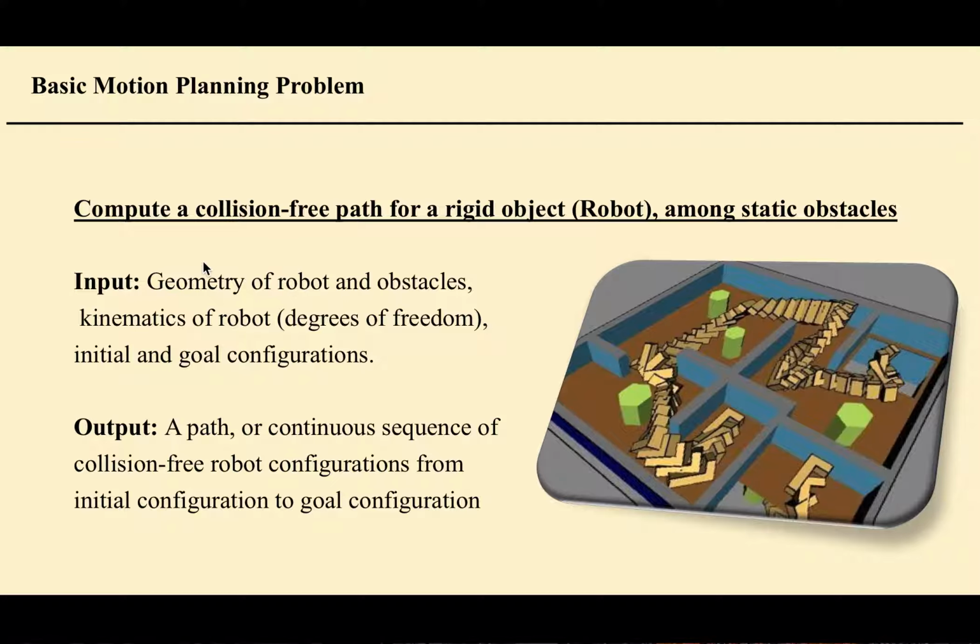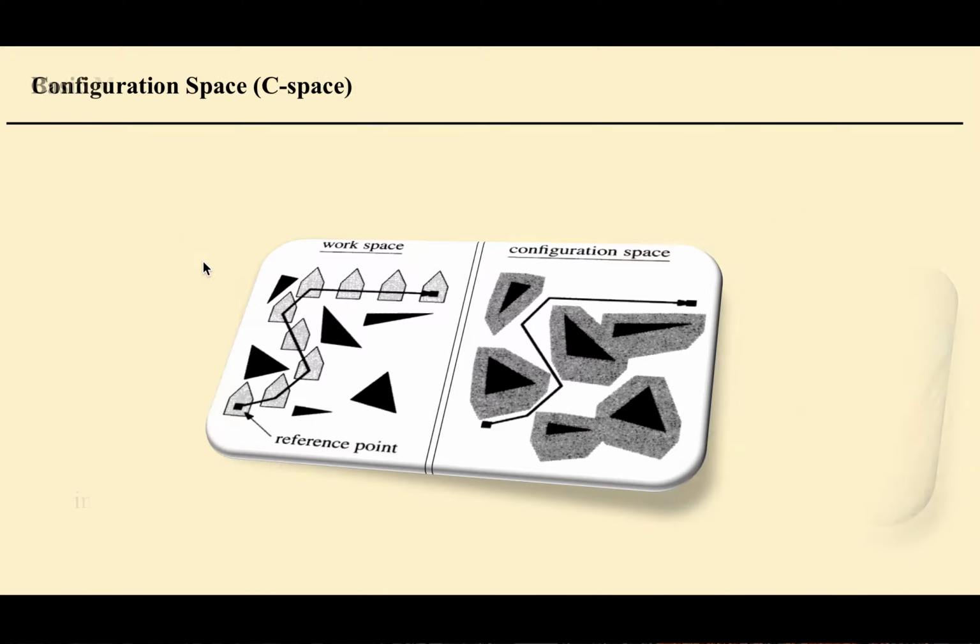So let's go ahead and try to understand what a configuration space is. Clarifying the image that we're looking at right now: on the left side, we have the workspace where we can see the obstacles in the dark color, and the robot is in the light gray color, which is basically a triangle-square shape. On the right-hand side, we see the configuration space.